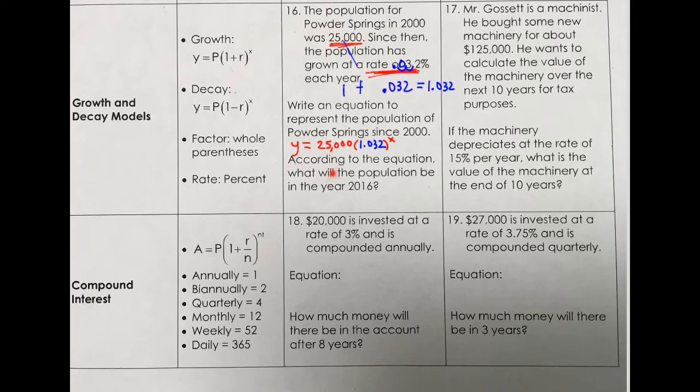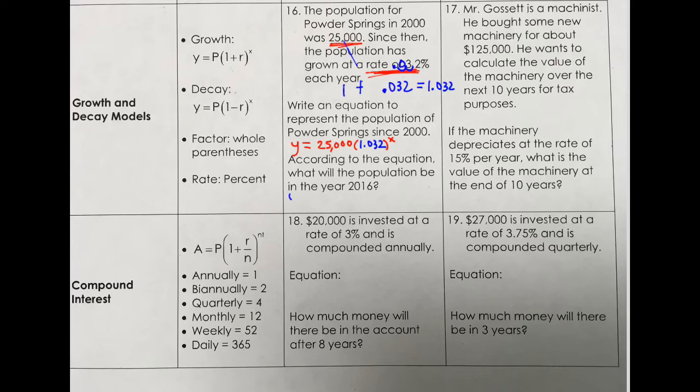Now that we have that, we can answer the next part. According to the equation, what will the population be in the year 2016? We cannot plug in 2016 for X, guys, because that's 2016 years. We want the difference between 2000 and 2016. So that's 2016 minus 2000 is equal to 16. So that's what we will be plugging in for X.